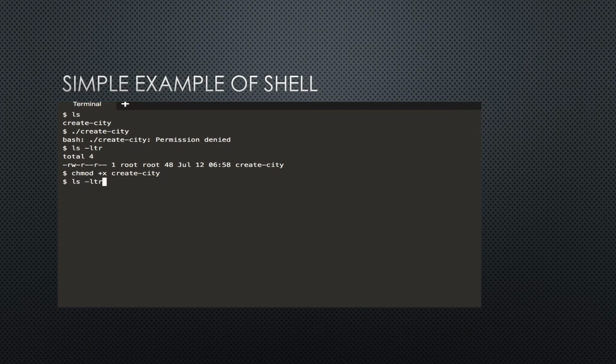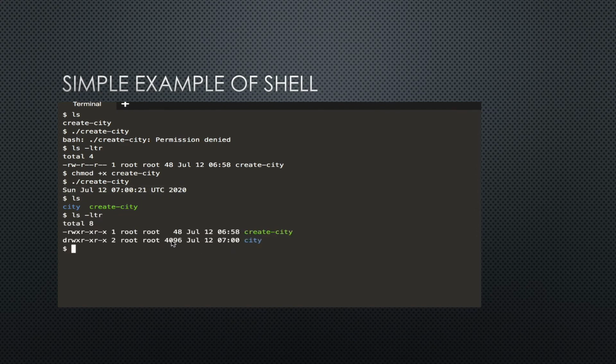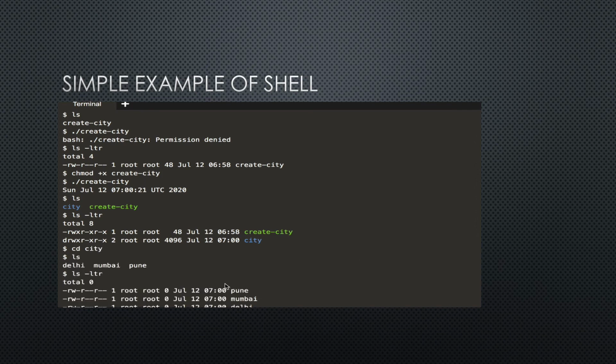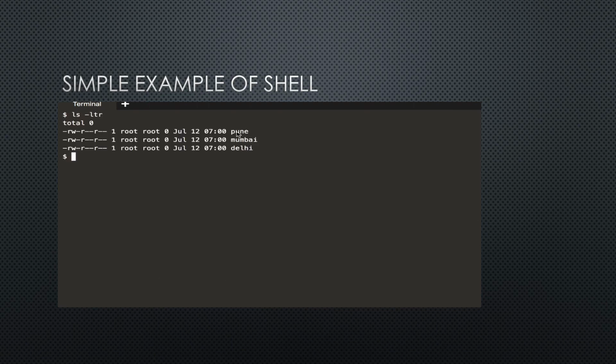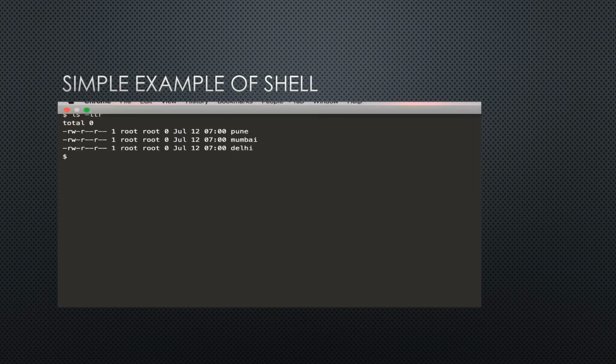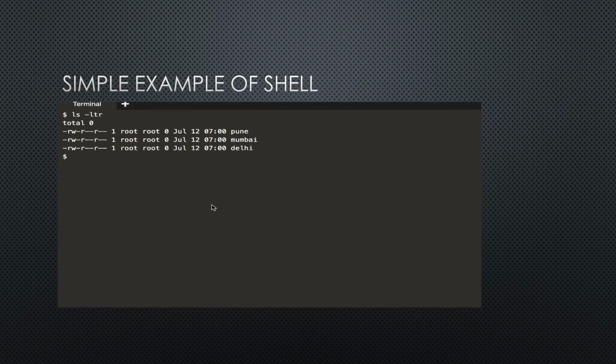And again we'll try to run this. As you can see, it has run successfully, and it has created this directory, and it also printed this date output. As you can see, it shows the 12th of July, and let's check whether it has created some files in that or not. Yes, it has created 3 files here: Pune, Mumbai and Delhi. So this is a way of running a shell script.